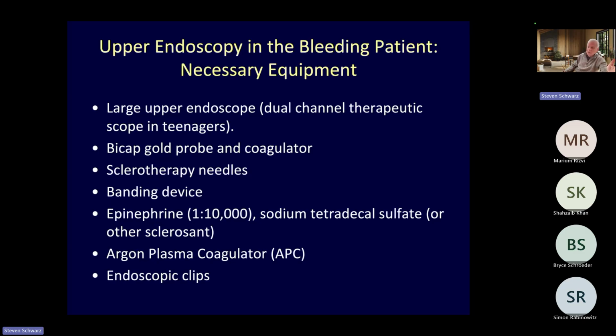Sclerotherapy needles, not that we do sclerotherapy, but we'll talk about when we use a sclerosant solution. A banding device, epinephrine, argon plasma coagulator, endoscopic clips. All of these things should be available to you if you're dealing with a patient in whom you do not know the cause of bleeding. If these are not available to you, then the last thing in the world you want to do is scope somebody, say you need this, and it's not there.